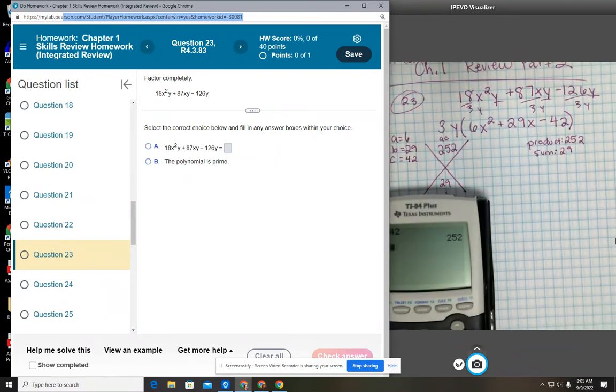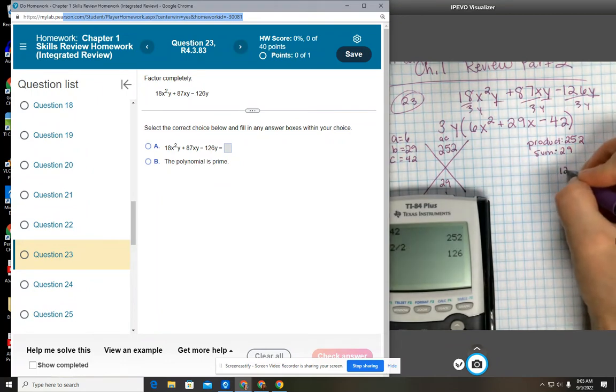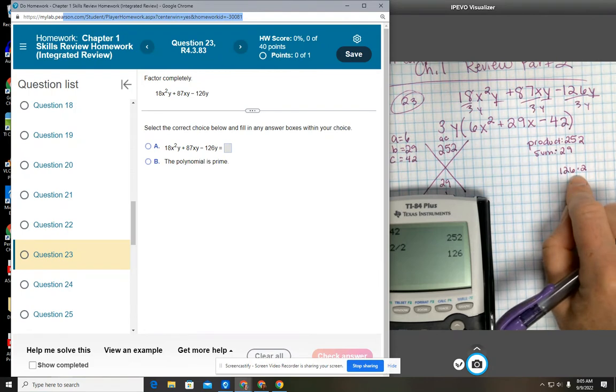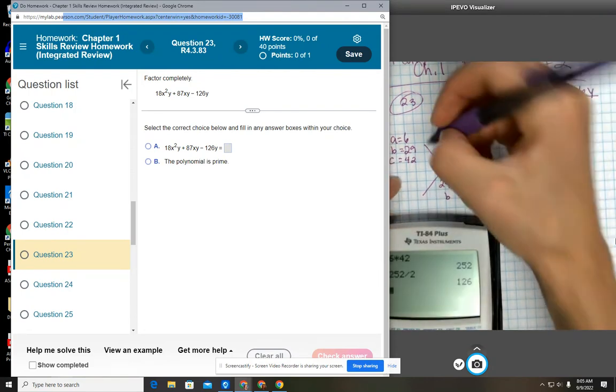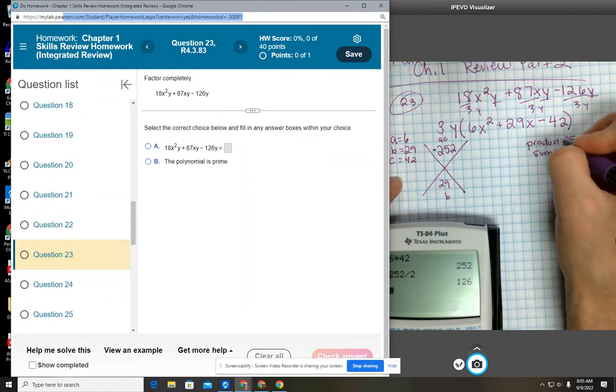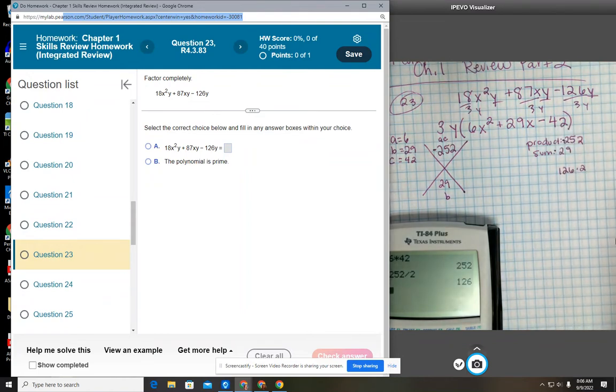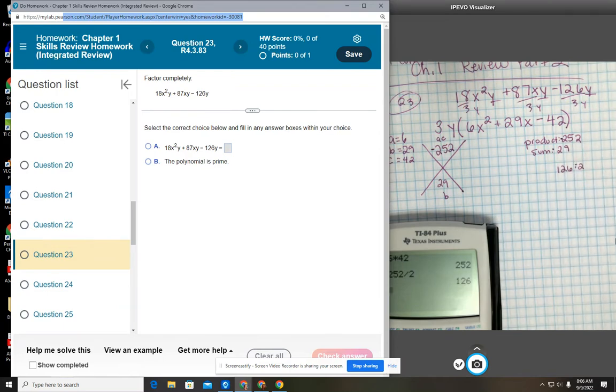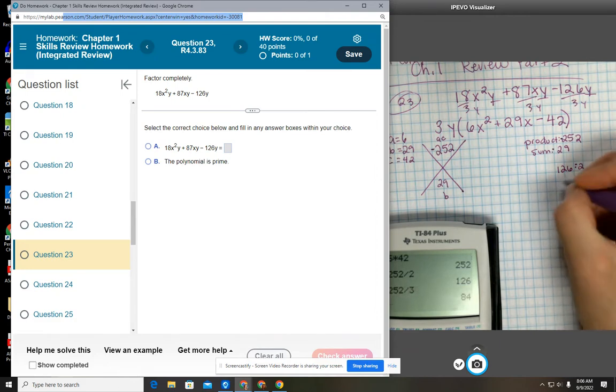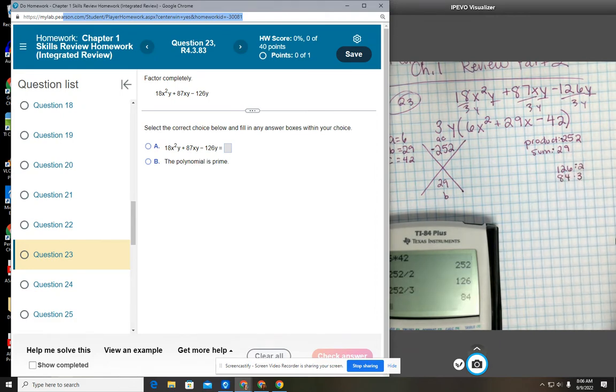So let's see, 252 divided by 2. So 126 times 2. But if I add those, it's not going to work. Oh, this would be a negative, by the way. Product of a negative. So one of them would have to be negative. Well, that's not going to work anyway. 252 divided by 3. 84 and 3. And because the sum is positive, but the product is negative, I know that my larger factor is going to be my positive. So let's do 252 divided by 4.